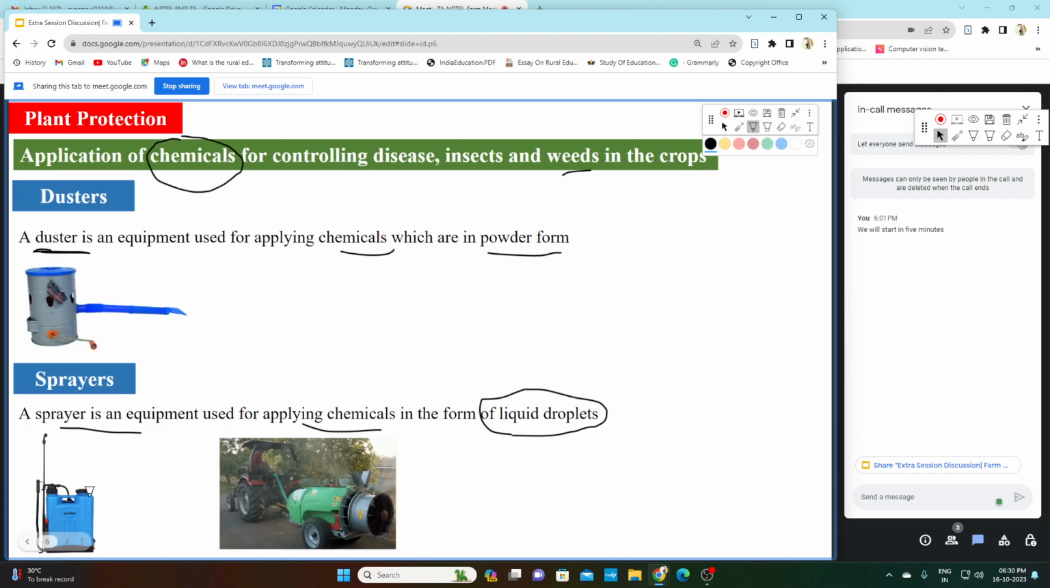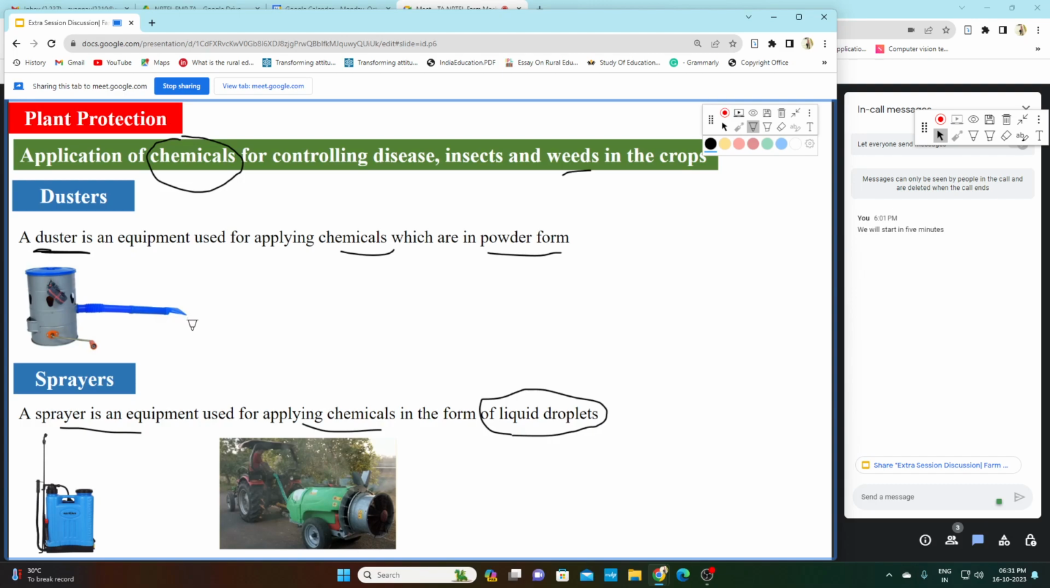This is an image of a knapsack sprayer that farmers usually carry on their back. And this is a boom sprayer that is propelled by a tractor. So this is all about plant protection equipment. We have started with tillage, then we have talked about sowing and planting, and then we have talked about the third operation. The third operation comprises two parts.